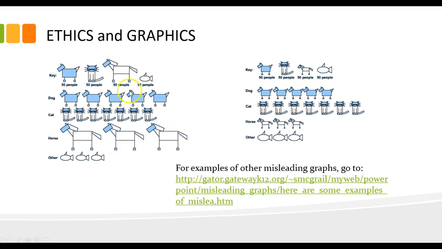Alright, so ethics and graphics. If you have a horse, it's 50 people. Okay? And if you have a cat, it's 50 people. All of these are 50 people. But if the horse is bigger than the cat, here you have 150 people, and here you have 350 people. But it looks like you have more people here than here. So if they're basically the same size, this shows more people than it does horses. Same thing with the dogs and others.